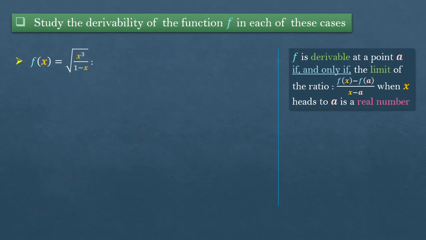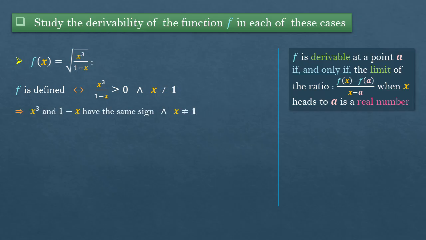In this case, where f(x) is equal to the square root of x cubed over 1 minus x, our function f is defined if and only if the expression within the root, which is x cubed over 1 minus x, is greater than or equal to 0, and also the variable x is different from 1. This means that x cubed and 1 minus x must have the same sign, and also x must be different from 1. So the domain of definition of our function f, which we note as Df, will be equal to the semi-closed interval 0 to 1, as this is the subinterval of the set of the real numbers that contains all the values for the variable x.